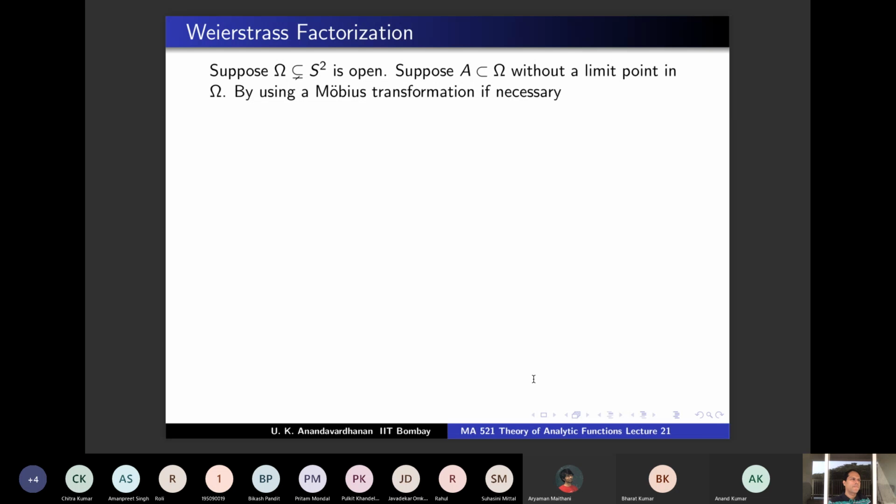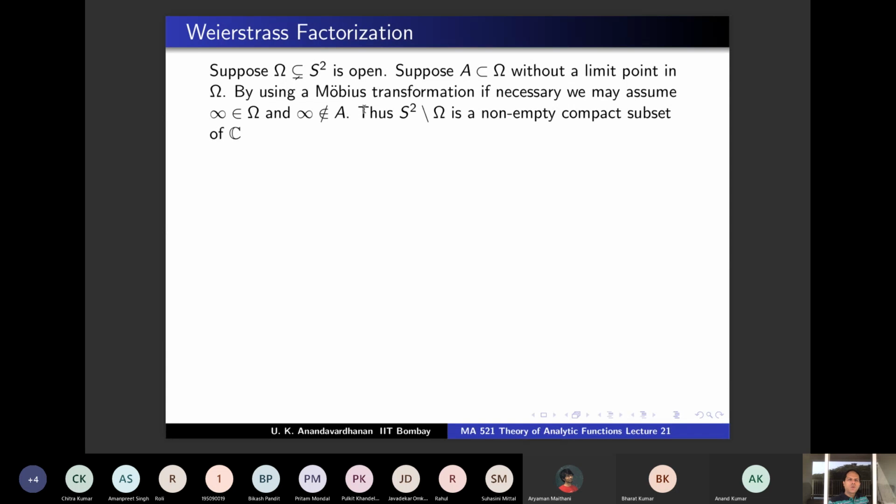So using an automorphism of S2 if necessary, you may assume that infinity is in omega and infinity is not in A. If that is not the case, you apply a Mobius transformation and do the shifting. Take a point in omega which is outside A and map it to infinity using a Mobius transformation. So you will get that infinity belongs to omega and infinity is not part of your set A.